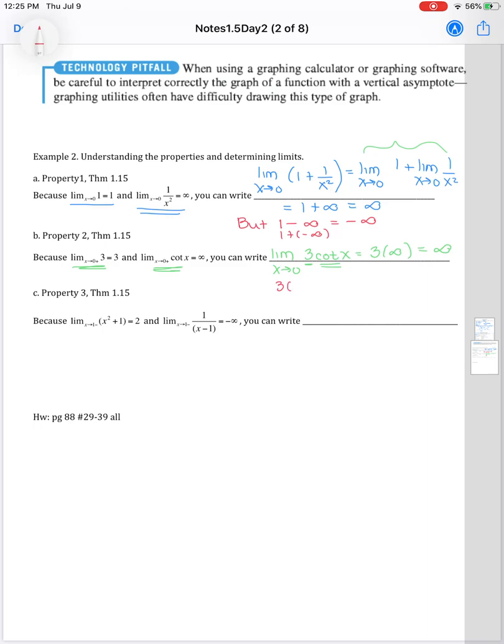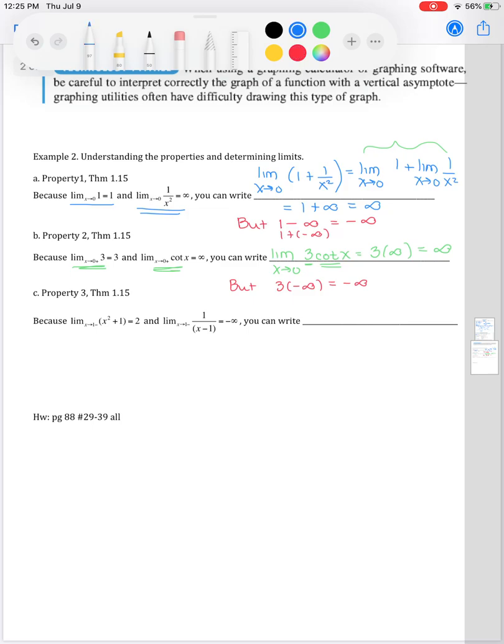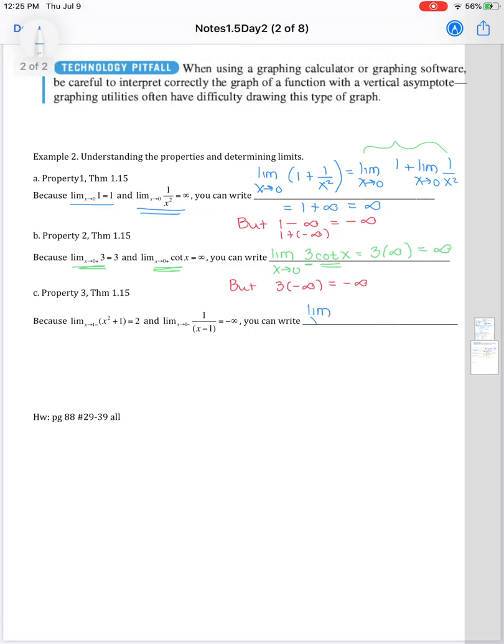Now, if I do the other part, let's say we had 3 times negative infinity, you then say to yourself, well, would that still get me positive infinity? No. In this case, that would get me negative infinity. Property number 3, final one, this is our division. So we have the limit as x approaches 1, and it's from the left. This one should be right up here. And we have x squared plus 1 over x minus 1.